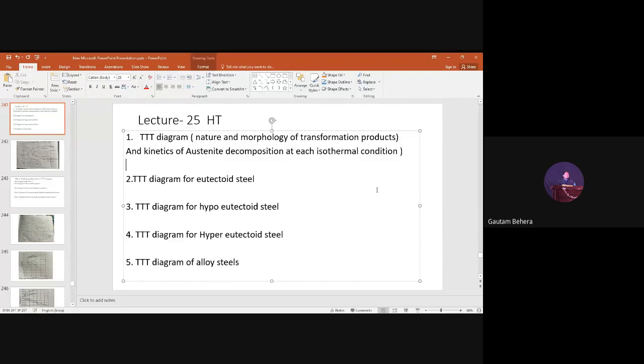Then we'll first check the TTT diagram for eutectoid steel, right? Eutectoid steel is that steel which contains a fully pearlitic microstructure at room temperature, or it has a carbon content of 0.8 weight percent basically, or 0.77 weight percent. So we'll see that.